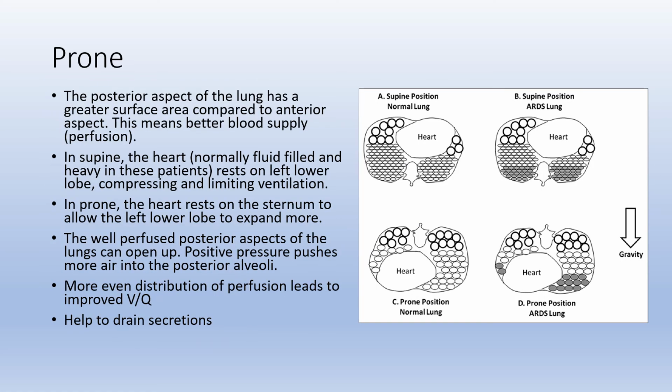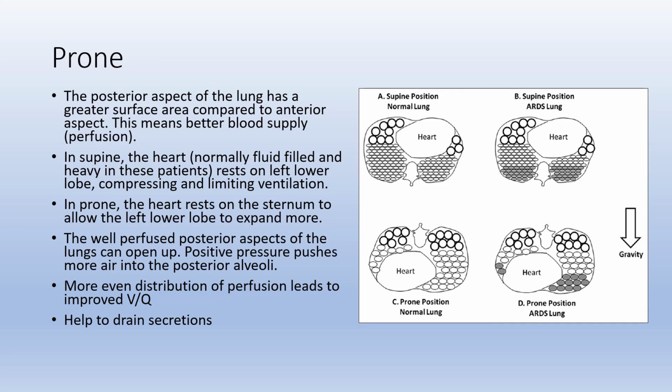So thinking about why we use the prone position, what we find is that the posterior aspects of the lung have a greater surface area when you compare it to the anterior aspect. This means you've got better perfusion. In supine, the heart is resting on the left lower lobe, compressing that and limiting ventilation. So you've got better perfusion, but you can't get the ventilation so well. And that CT showed nicely that there wasn't going to be much going on there.